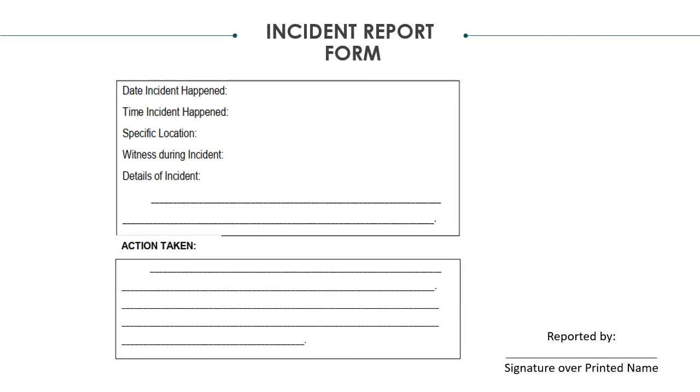Here is the sample form for incident report. The date of the incident, the time, specific location, who are the witnesses during the incident, details for what happened, and action taken. What did you do? Of course, your name as the reporter.